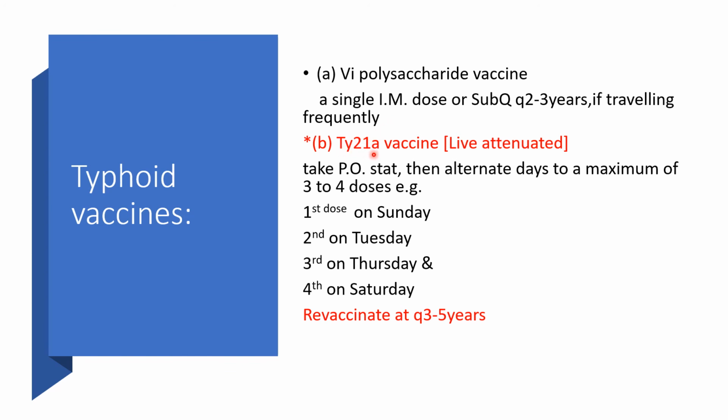The Ty21a vaccine is live attenuated, and since it is live attenuated, it will be taken per oral. So you take it per oral starting right now, then on alternate days to a maximum of 3 to 4 doses. For example, you can have the first dose on a Sunday, the second dose on Tuesday, the third dose on Thursday, and the fourth dose on Saturday. You revaccinate every 3 to 5 years with the live attenuated Ty21a.